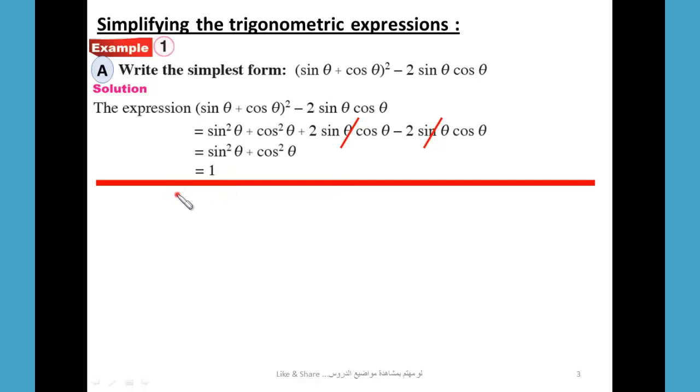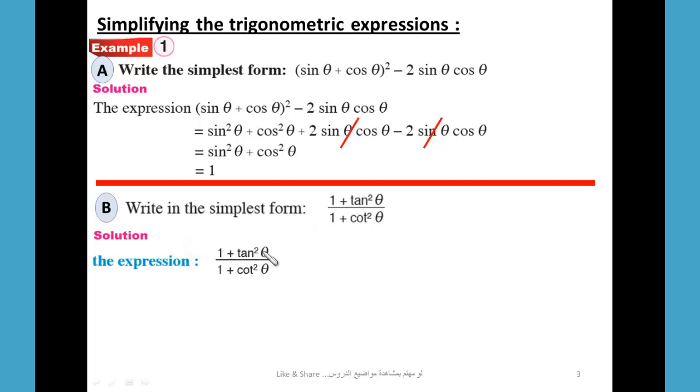B. Write in the simplest form 1 plus tan square theta over 1 plus cotan square theta. Always we try to change the expression to another form in sine and cosine as possible. Solution: 1 plus tan square over 1 plus cotan square equals sec square over cosec square.